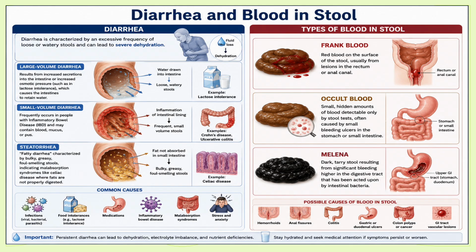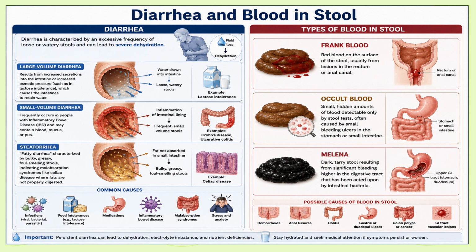The presence of blood in the stool is a critical diagnostic tool for monitoring GI disease. It should not be there, right? Bottom line. We look for three main types: frank blood, bright red blood found on the surface of the stool. It typically indicates lesions in the rectum or anal canal, right? Where, for example, the blood hasn't been digested or altered.